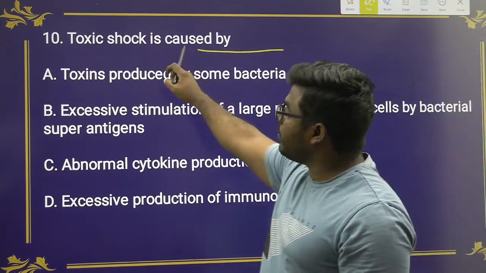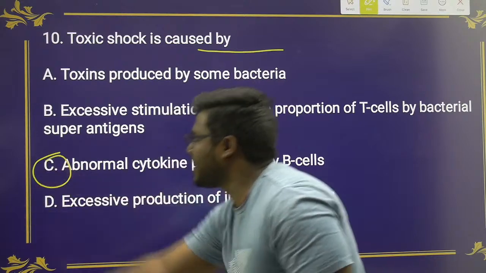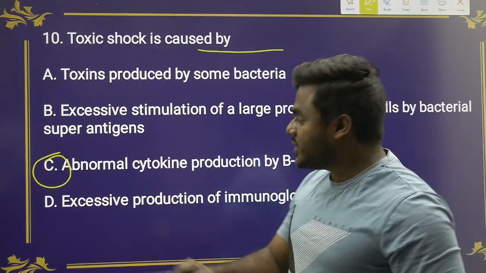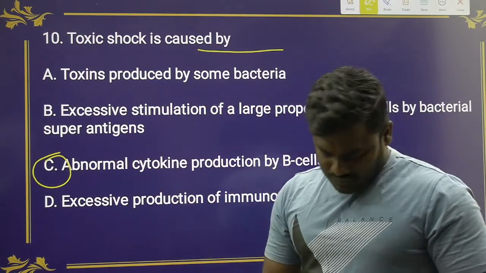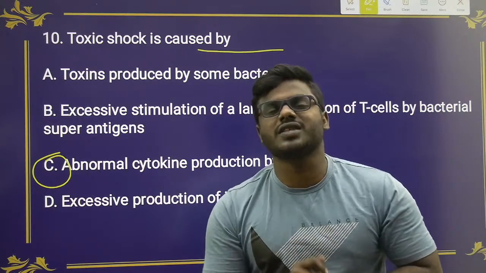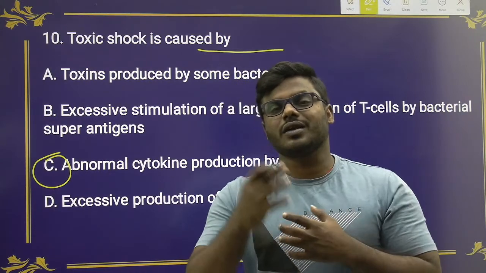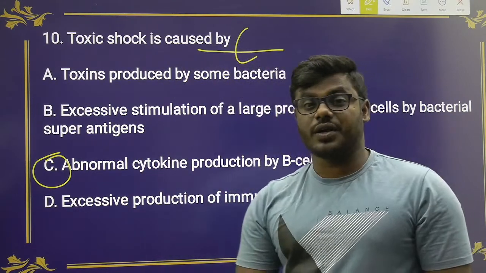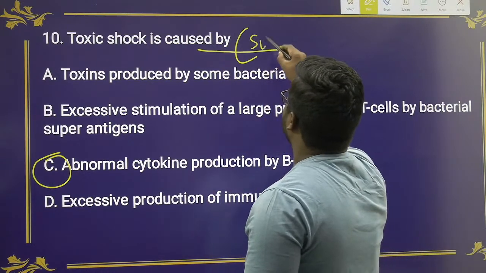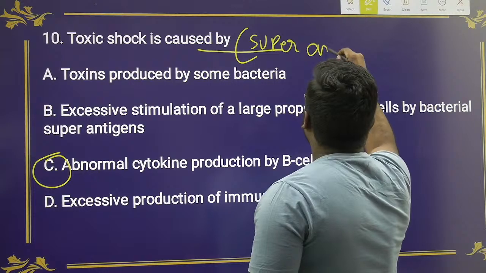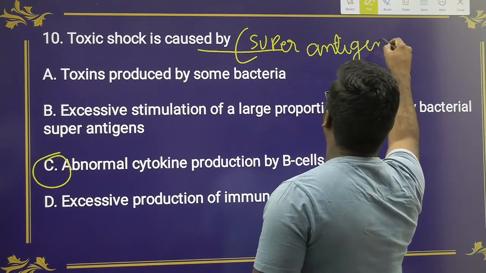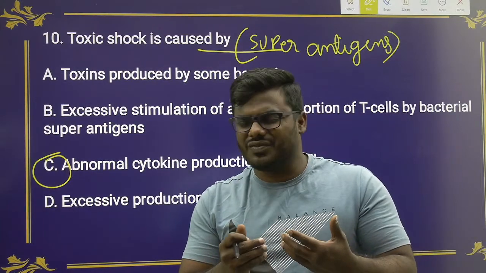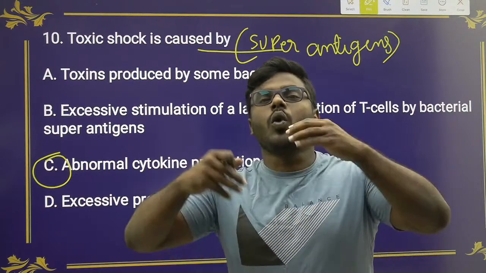Okay. Question number 10, the answer will be C. Whoever gave option B, please try to understand. First of all, what do you mean by the word toxic shock? And toxic shock can be stimulated by what kind of antigen? You read in host-pathogen interaction, there is a term called superantigens. Friends, what actually are superantigens? Superantigens are the ones which stimulate the immune response more than normal.